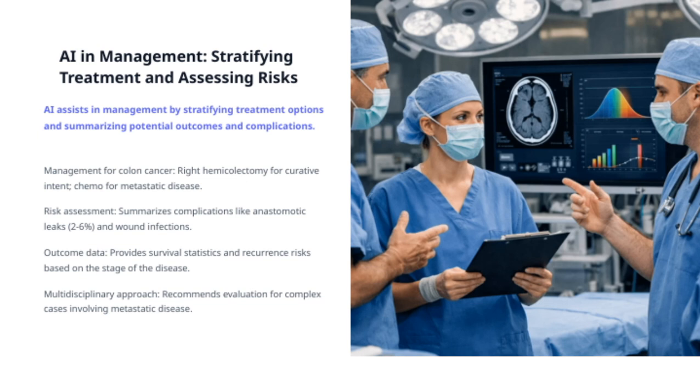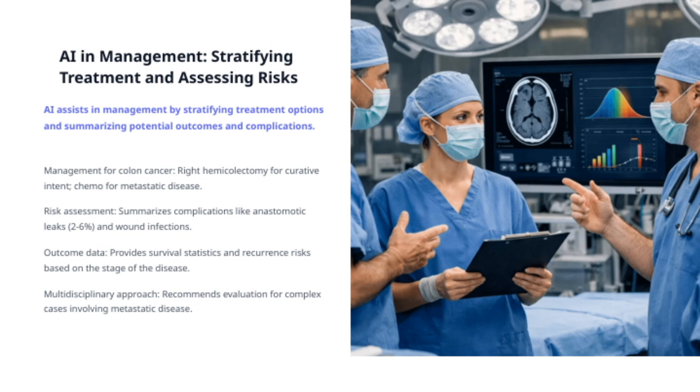Next, risk assessment is a key part of managing colon cancer. It involves evaluating potential complications, such as anastomotic leaks, which occur in about 2 to 6% of cases, and wound infections. Knowing these risks allows us to implement preventive measures and be prepared to address any issues promptly.